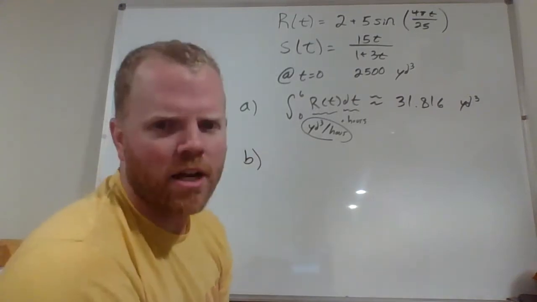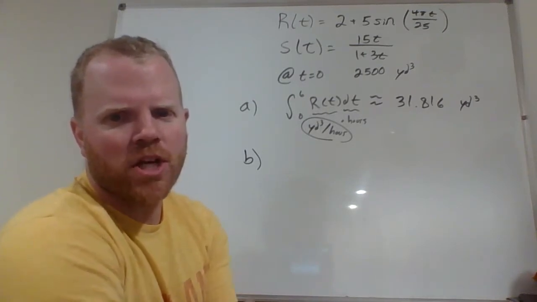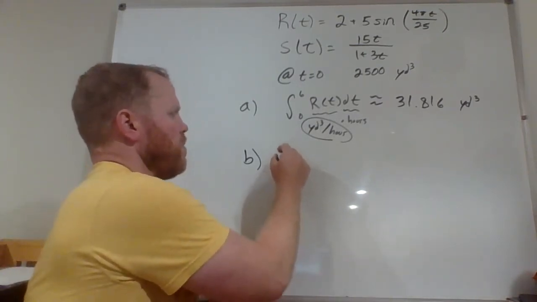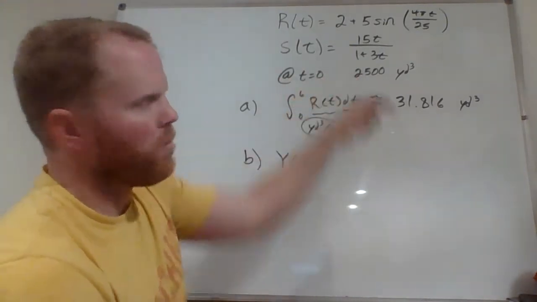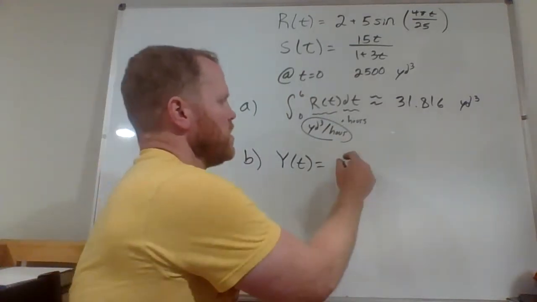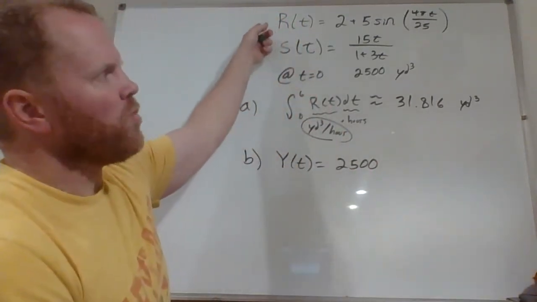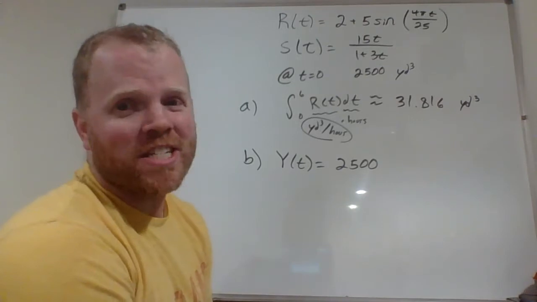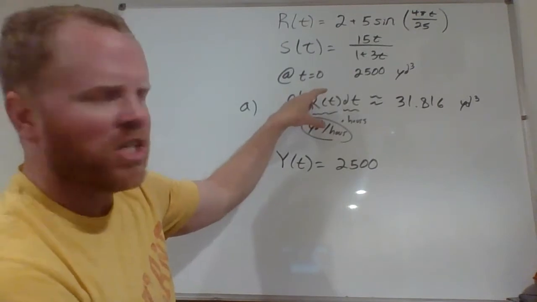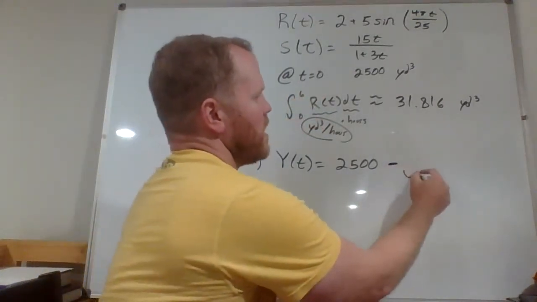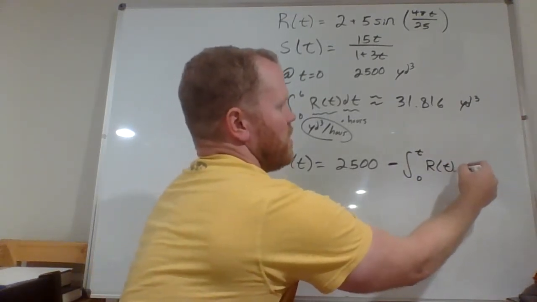Part B is kind of weird, and it says, write an expression for y of t, the total number of cubic yards of sand on the beach at any time t. So we're going to say y of t equals, the key thing is we started with 2,500 cubic yards of sand. So this is just 2,500, and then sand is getting eroded at this rate. We're not going to subtract R of t, because R of t is how fast the sand is going away. We want to integrate R of t to see how much sand has gone away. So you want to subtract the integral from 0 to some time of the R of t function.